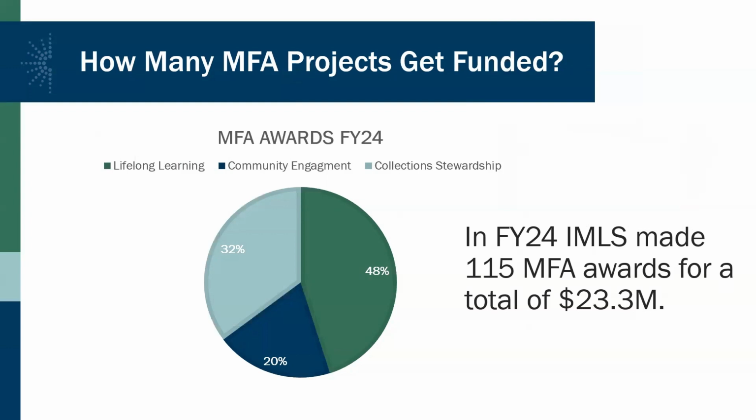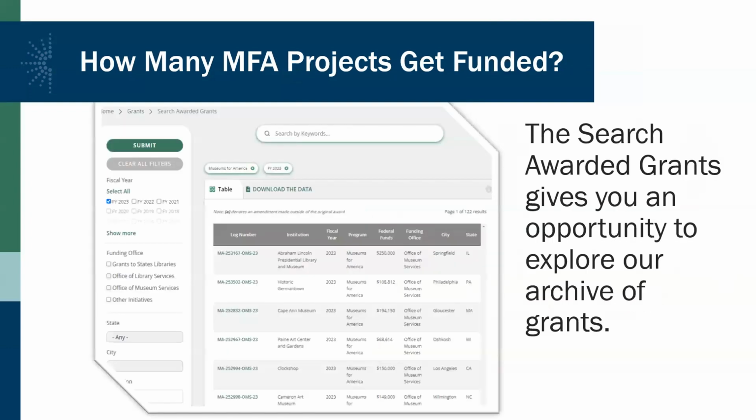About 48% of the MFA awards were for projects supporting the lifelong learning goal. 32% of the projects supported the collection, stewardship, and access goal, and 20% of the projects supported the community engagement goal. The average amount of federal funds for each project was $203,147.